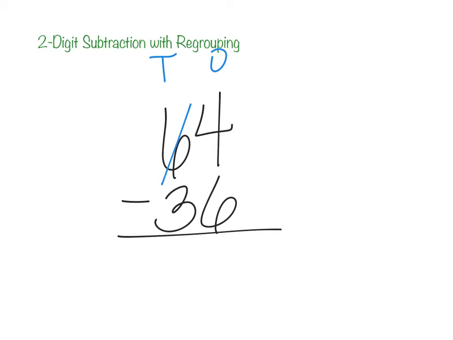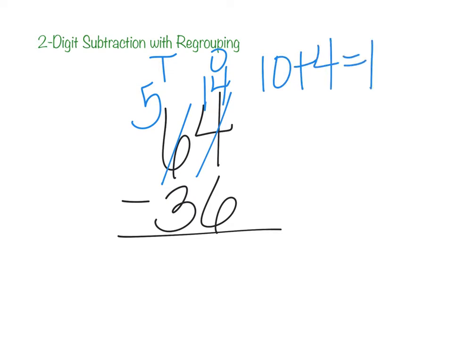So if I take a 10 from that 6, what does a 6 turn into? Excellent. It'll turn into 5. So now that I regrouped and I took a 10 from the tens place, this 4 turns into, that's right, 14, because 10 plus 4 equals 14. Now I can subtract my ones place. What is 14 minus 6? Good job, 8. So 8 goes at the bottom of the ones place.